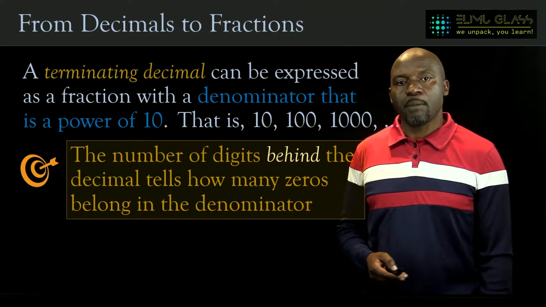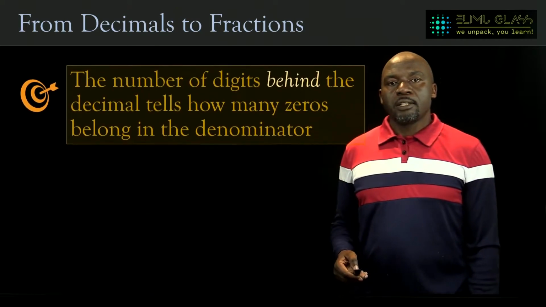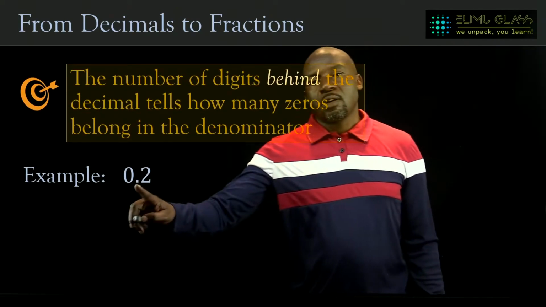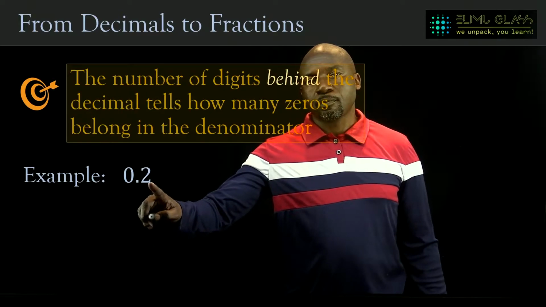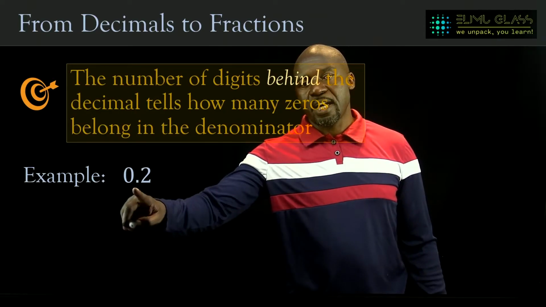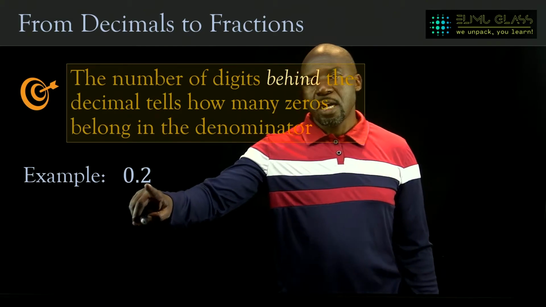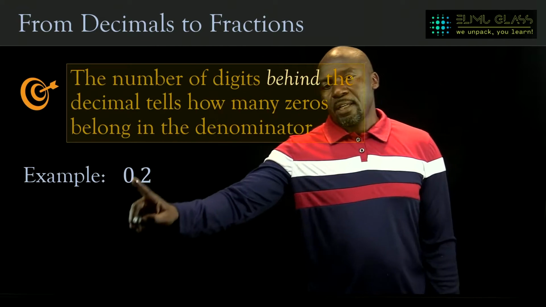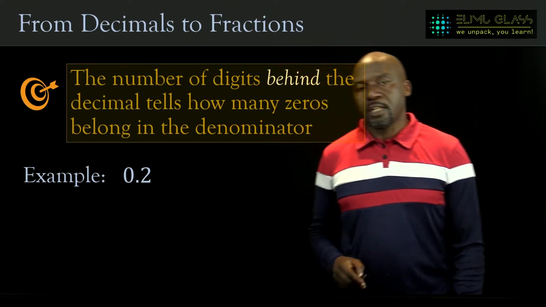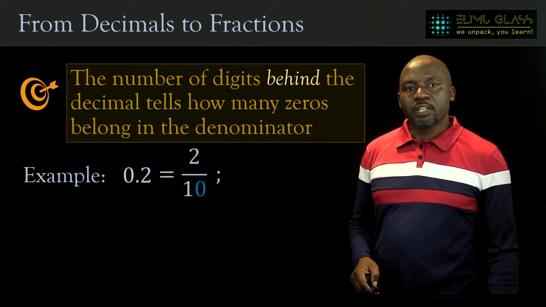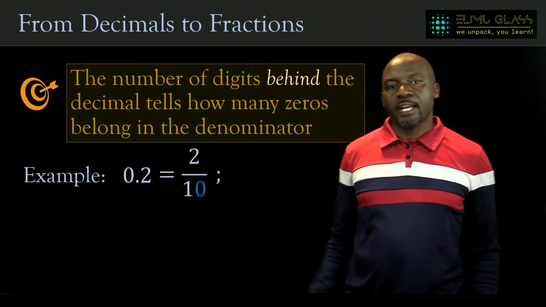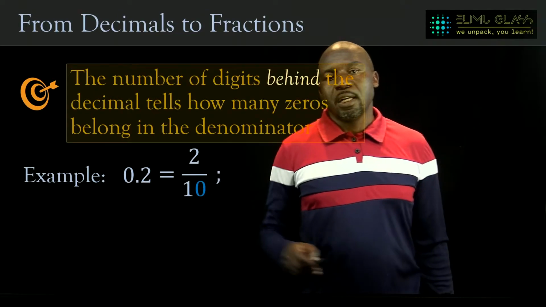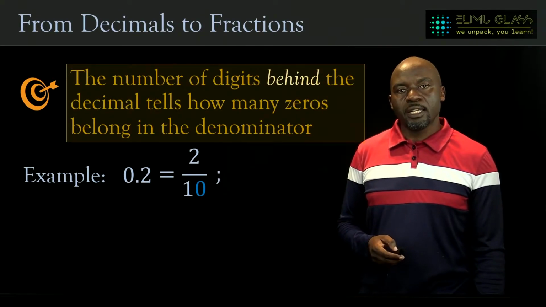And I'm giving you an example here now. All right, so here is one example. So 0.2 has one digit falling behind. So that's the decimal point there. And behind it is just one digit. So that tells me that the number of zeros in the denominator need to be 1. Okay? So I can express this as 2 out of 10. There's just 1 zero because there is one digit behind the decimal point.